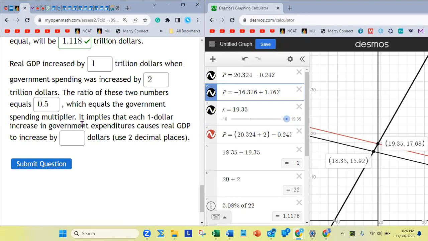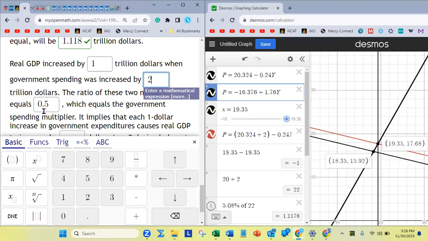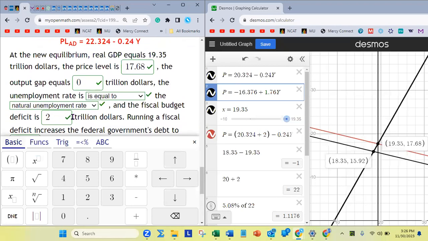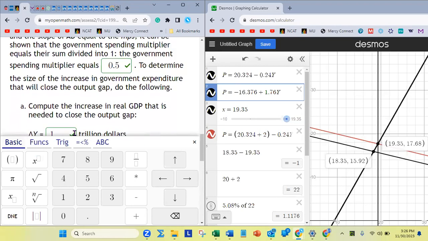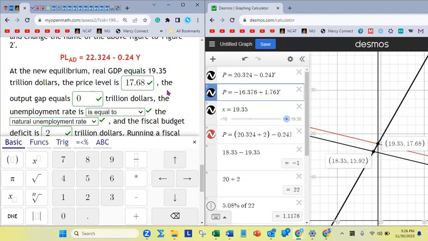By definition, the government spending multiplier is the increase in GDP that results from an increase in government spending, holding all else constant. So we're dividing this number by that number to get this government spending multiplier, which equals this value here, not by coincidence, but by theory, right?